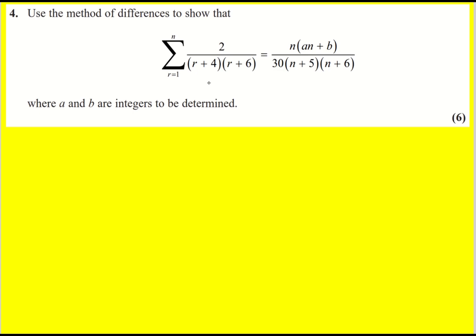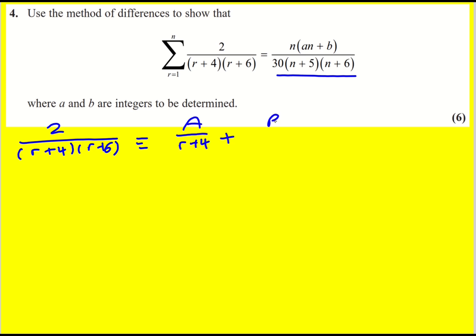Use the method of differences to show that this summation can be written as this. So the first thing I'm going to do is forget about the summation. Let's rewrite this using partial fractions: 2 over (r plus 4)(r plus 6) will equal a over (r plus 4) plus b over (r plus 6).